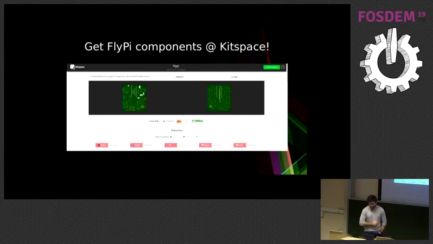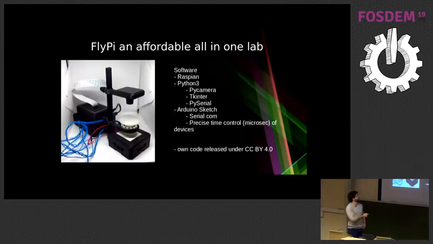Right, so this is hardware. In the software side of things, we are using a very simple stack. So it's basically the stock Raspbian, which is distributed with the Raspberry Pi, and then everything is written in Python 3. We take advantage of the PyCamera library. The user interface is tkinter, but we're planning to move this to Qt Pi and PySerial to communicate with the Arduino, right? So we have an Arduino sketch, obviously, that is then just taking care of the serial communication with the Pi, and taking care of the precise timing of things, right?